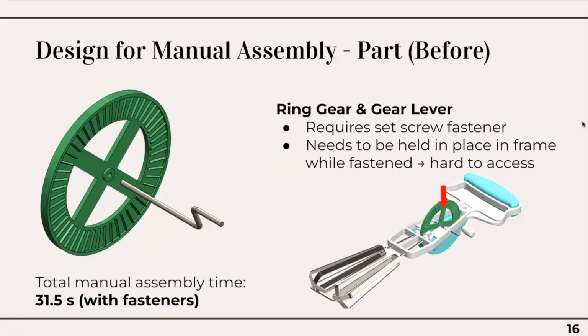The second part we chose to redesign for manual assembly is the ring gear and gear lever. Before redesign, they required a set screw for fastening, and while they were being assembled together, they would need to be held in place in the frame. This makes the set screw hole, and just generally the fastening, hard to access and hard to handle with how small the set screw is. Total manual assembly time with the fastener is 31.5 seconds.